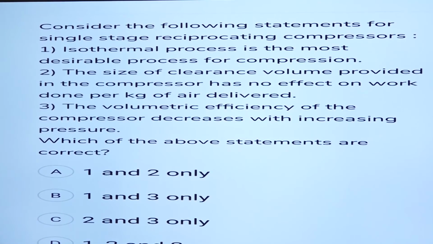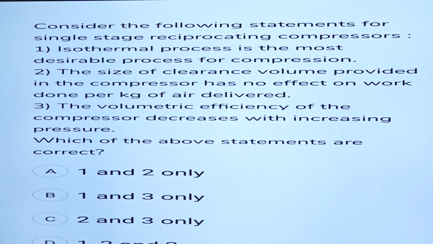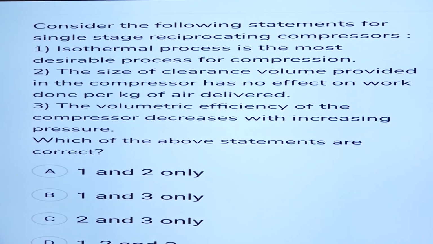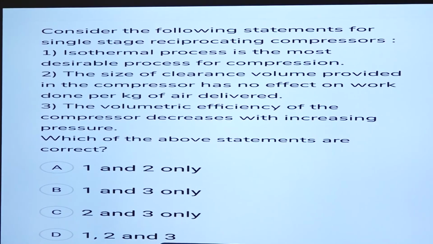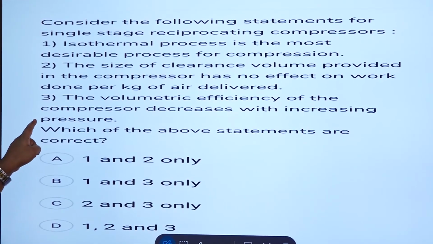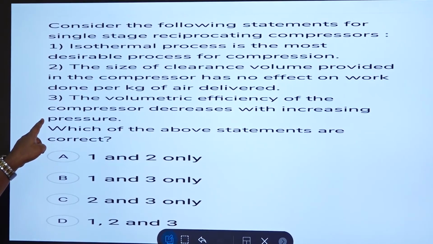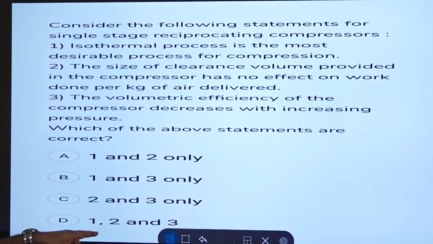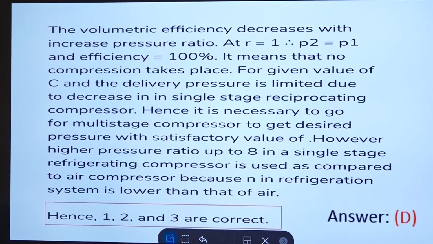Then, the size of the clearance volume provided in the compressor has no effect on the work done per kg of air delivered. Yes. The volumetric efficiency of the compressor decreases with increasing pressure. Yes. Okay, so all these statements are right. So the option is D, that is, 1, 2 and 3 are right.